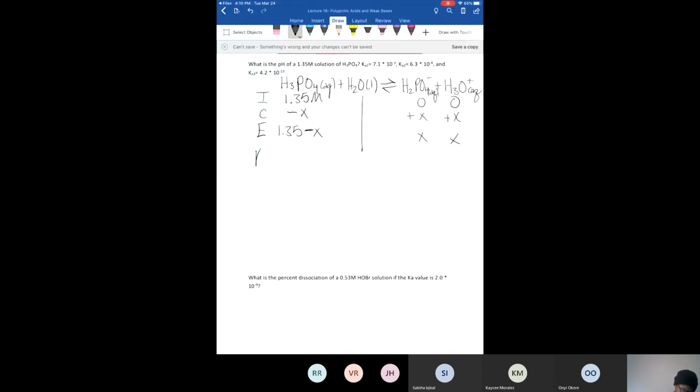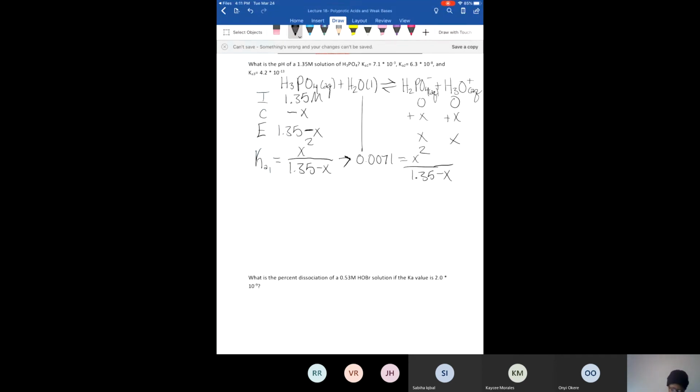So your expression for Ka1 is going to equal x squared over 1.35 minus x, and Ka1 equals 0.0071. In this case, your Ka value is not greater than 4 magnitudes or less than 4 magnitudes in relation to your concentration, so you're going to have to use the quadratic equation.